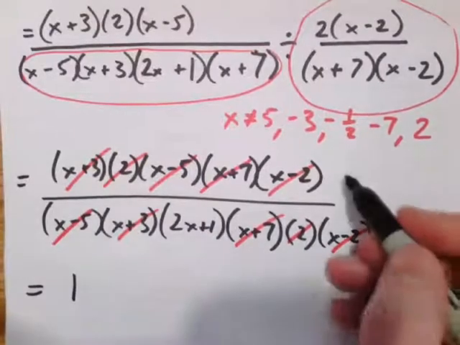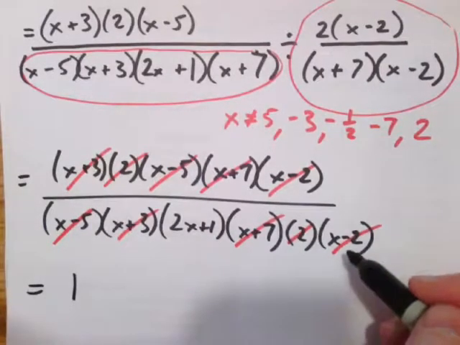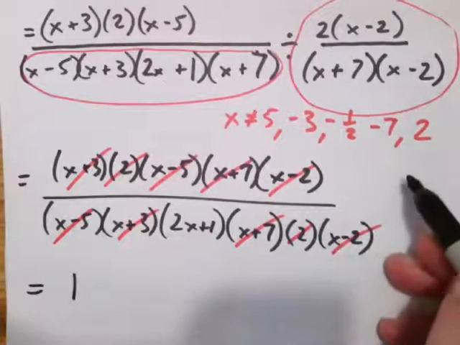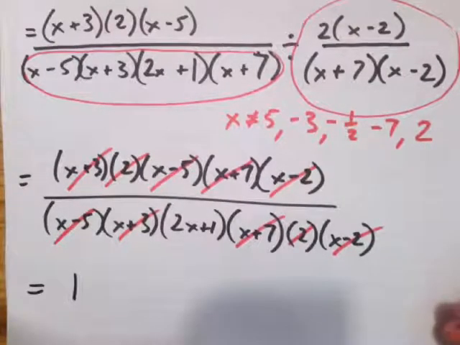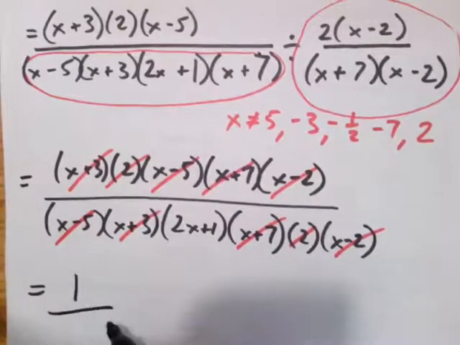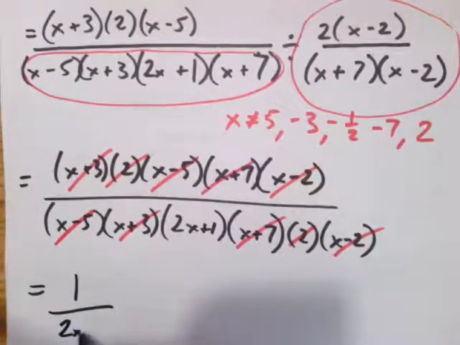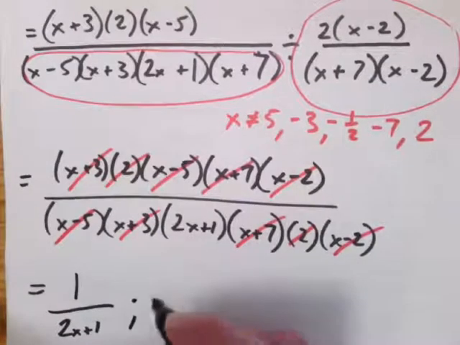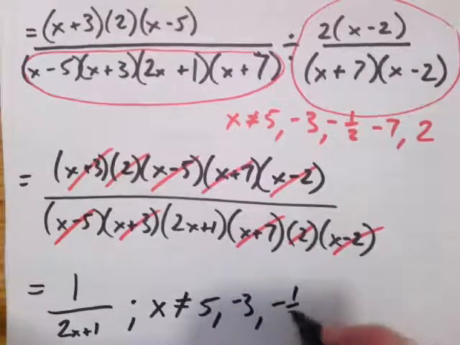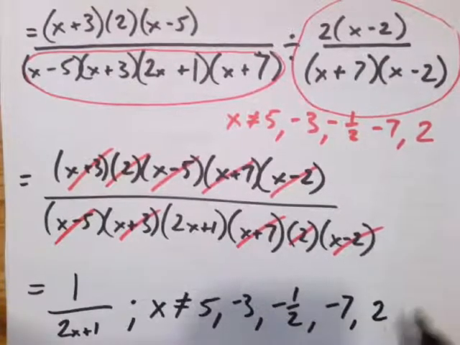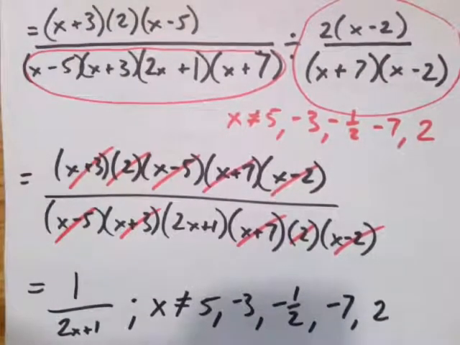If I had like 2 over 4, that would be similar to saying 2 over 2 times 2. The 2's canceled. It doesn't make it 0 over 2. It makes it a half. 2 over 4 is a half. So we have 1 on top, and on the bottom is just 2x plus 1. Put it in brackets if you want. You don't have to. Don't forget your non-permissibles: 5, negative 3, negative half, negative 7, and 2. Cool. That's 12a.